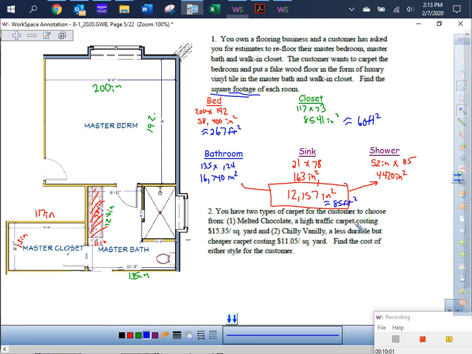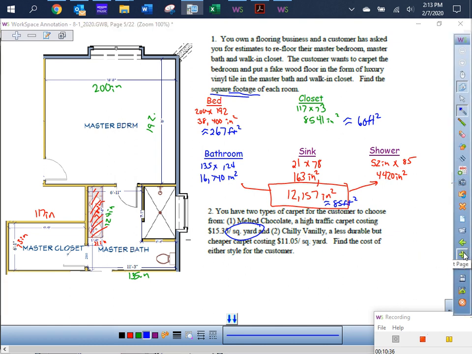You've got two types of carpet for the customer to choose from. So remember, we're owning the business and they're going to choose a carpet. Melted chocolate is a high traffic carpet. It costs $15.35 per square yard. And chili vanilla is a less durable but cheaper carpet, costs $11.05 per square yard. Find the cost of either style for the customer.